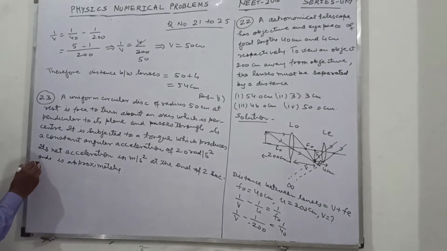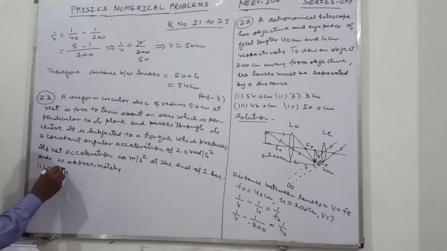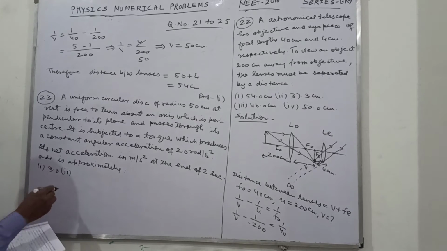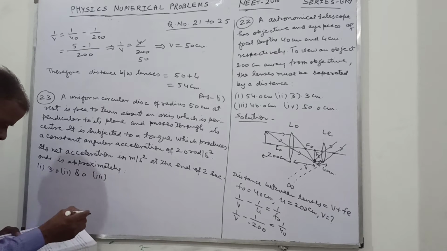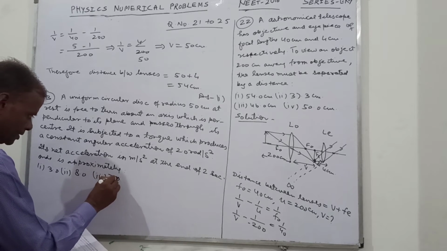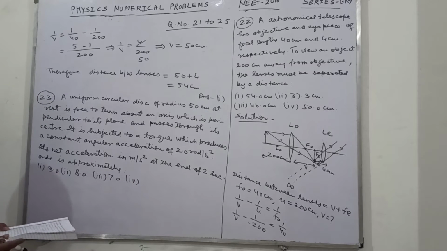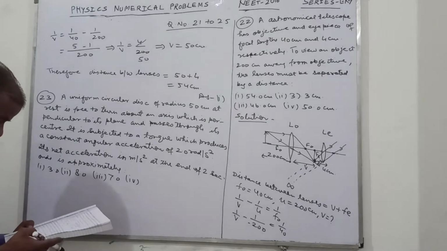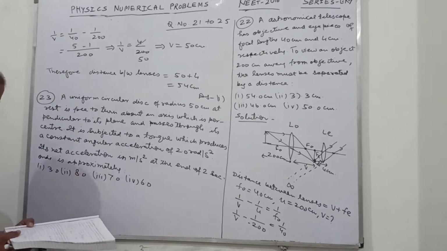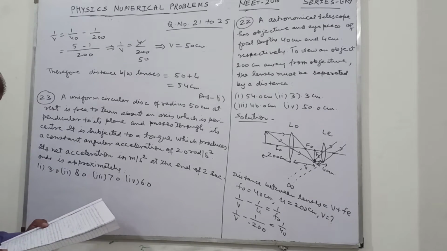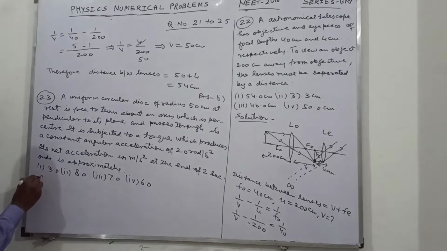Now options. First option 3.0, second option 8.0, third option 7.0, and fourth option is 6.0. So these are given the options. Now the solution to this question.